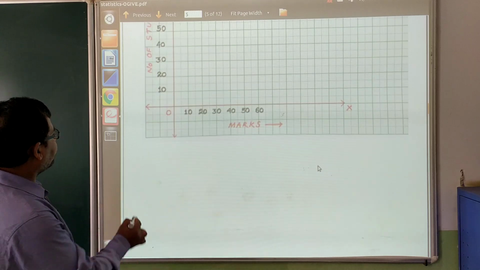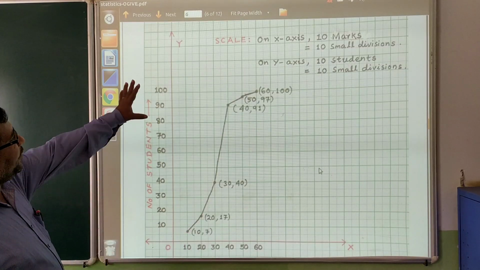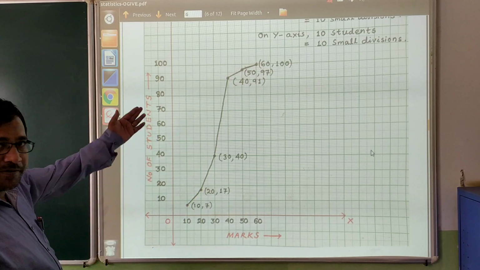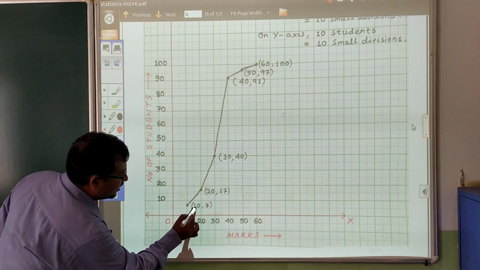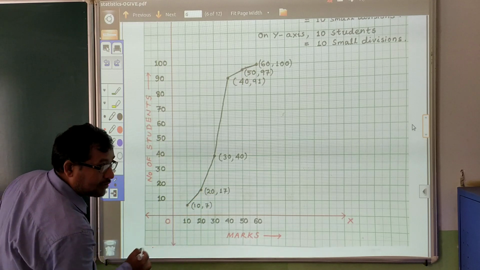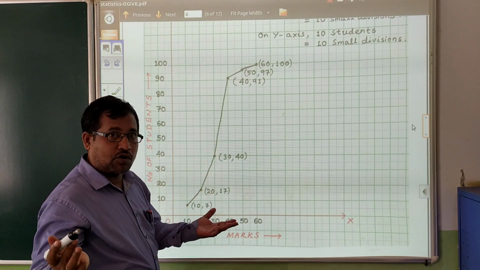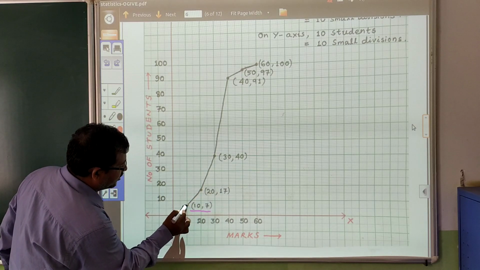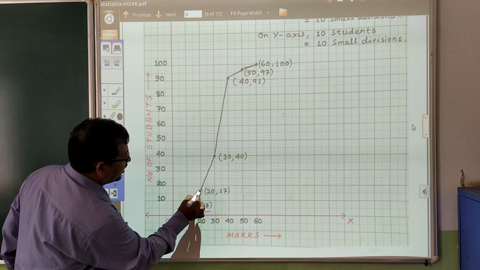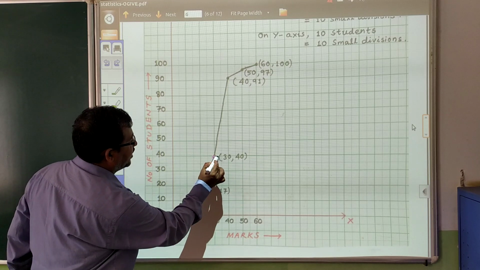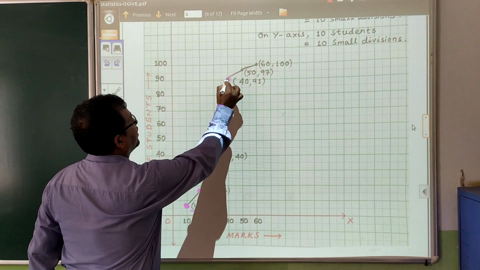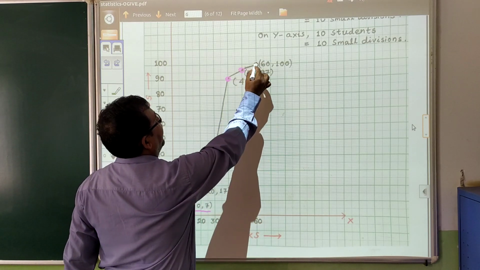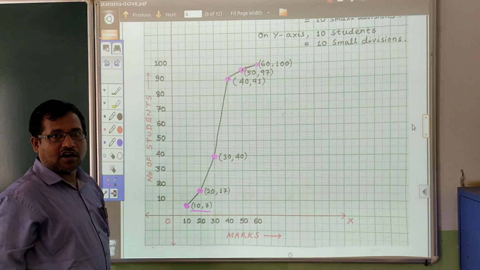Next graph. You can see if I will plot the points as I have already derived in the previous page. First point is 10, 7. So this is 10, 7. I know you all know how to plot points. So this is the point 10, 7. Here this is 20, 17. This is 30, 40. This is 40, 91. This is 50, 97. And this is 60, 100.